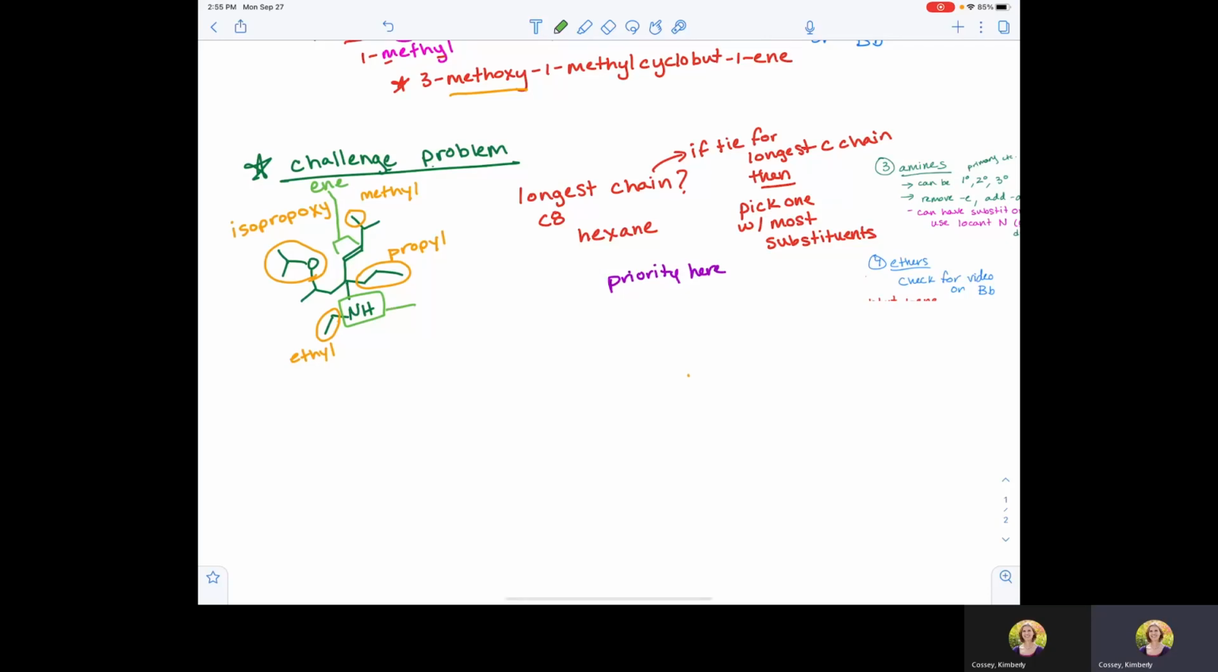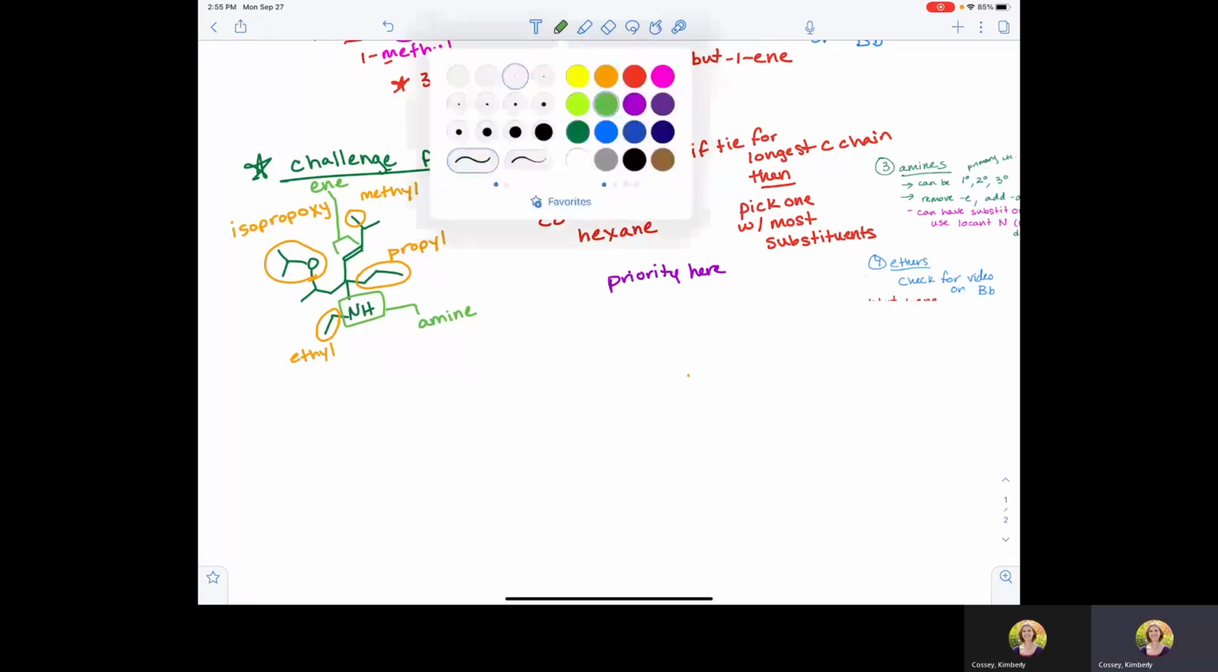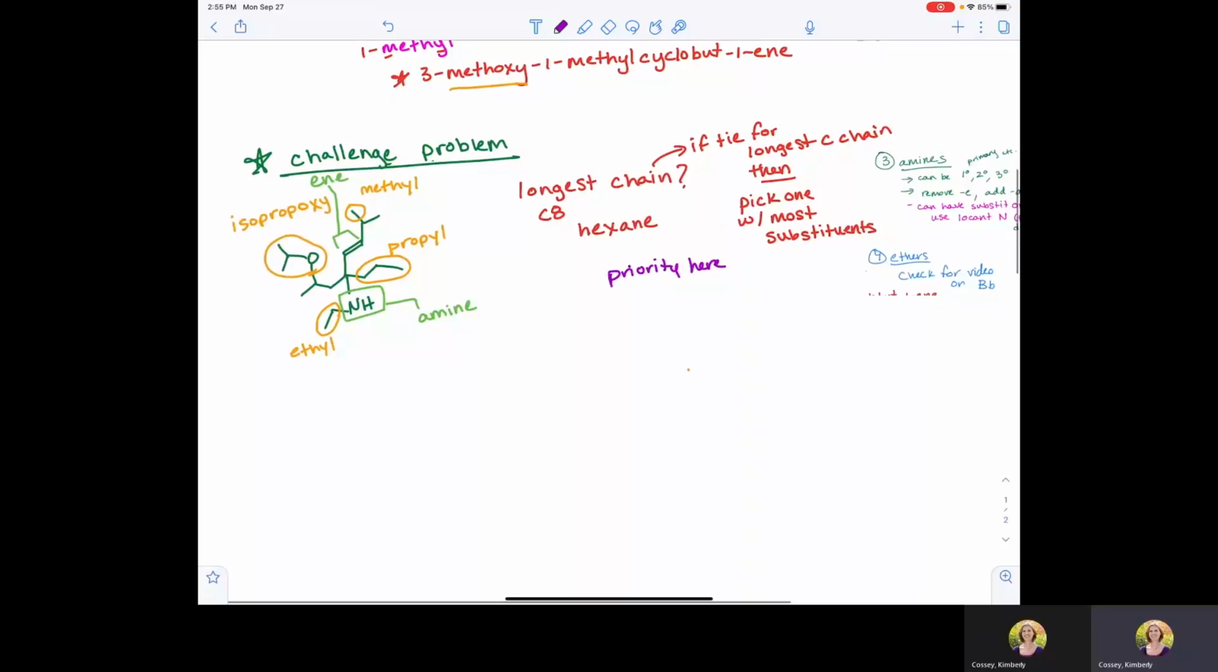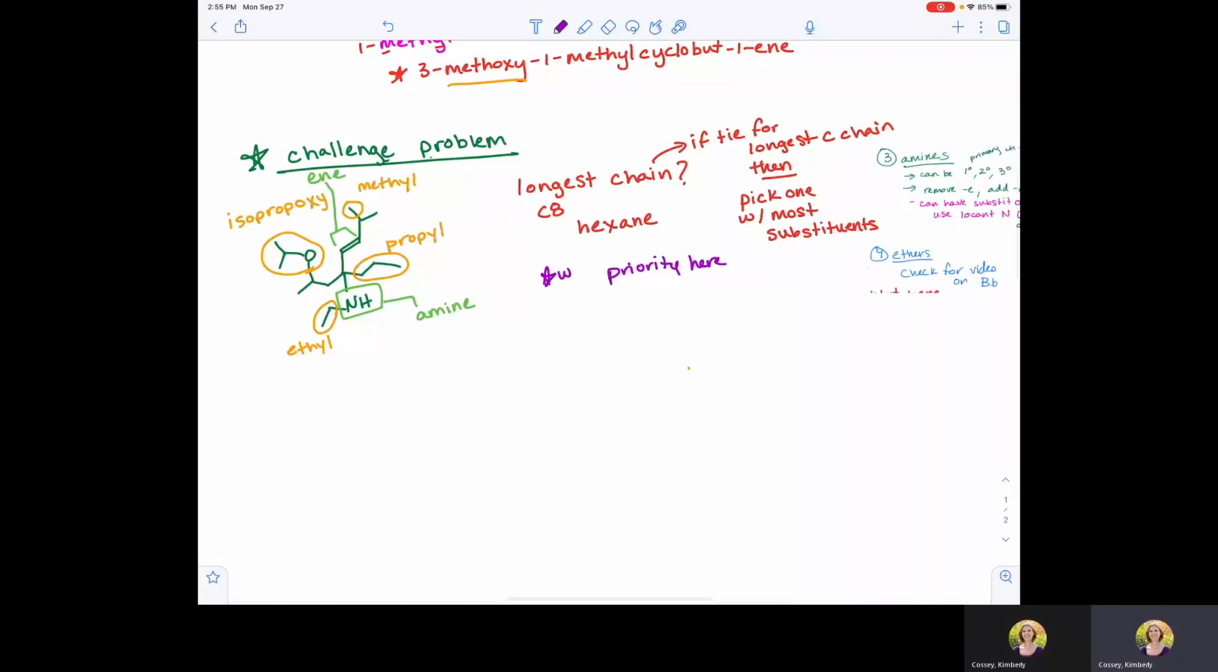And then what about this guy? That's going to be an amine. So an amine and an ene, and then the other substituents. Okay. So what's the next step? Right, we got to do the numbering. So when we do the numbering, remember we want to look for what's the highest priority. So do we have a priority functional group? Yes, right? So the highest priority functional group would be an amine, right?